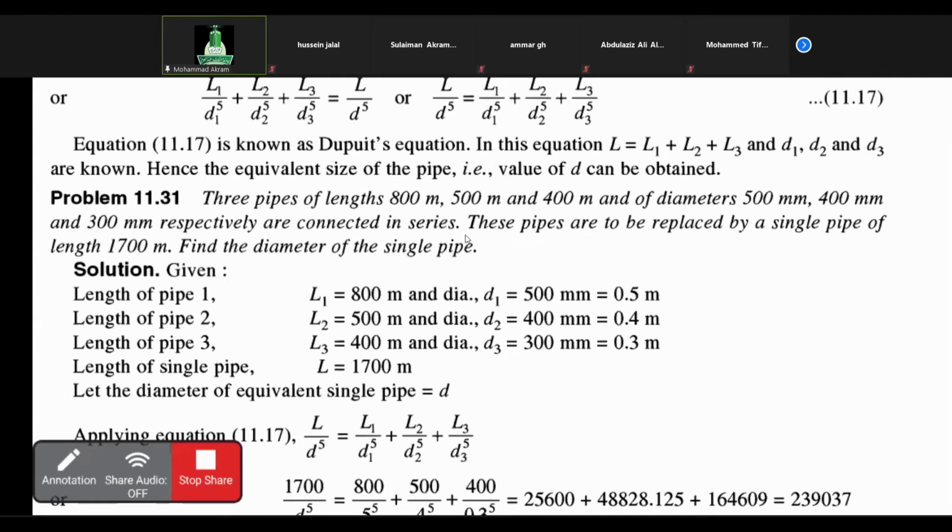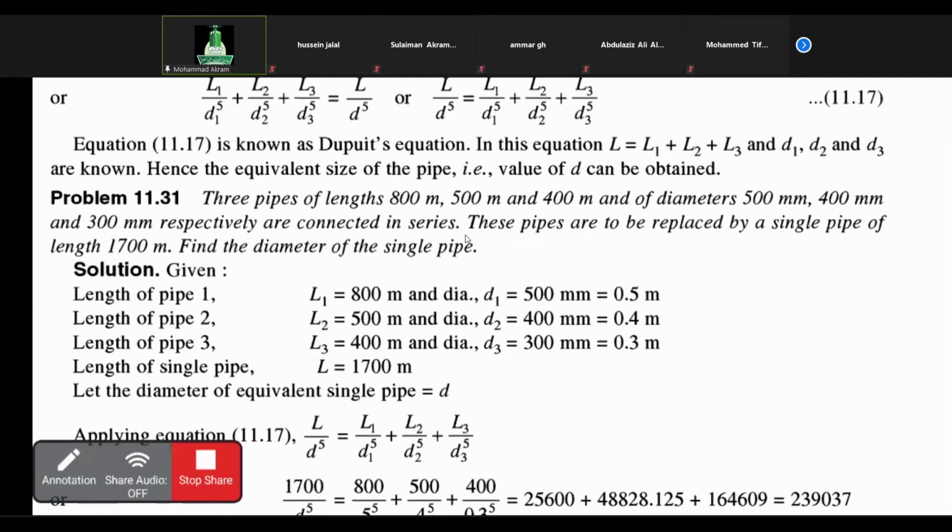Instead of solving 11.31, we will calculate the equivalent diameter of the problem which we just solved. 11.30a we solved. See the problem, you just got the discharge. How much is the discharge you got? 0.1108 meter cube per second, right? Right, same, doctor.